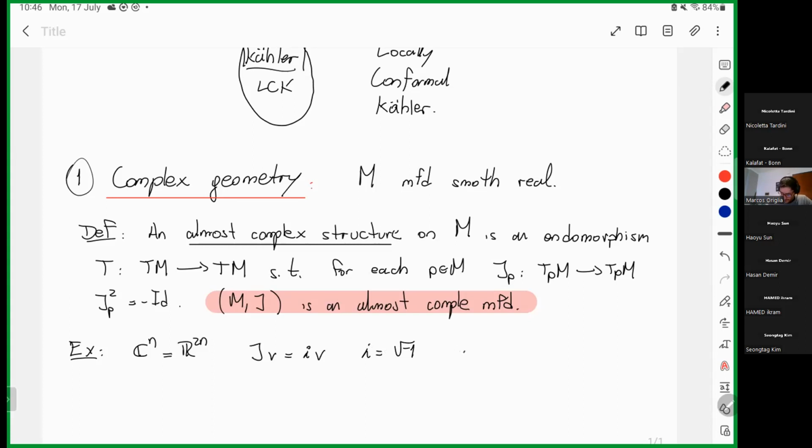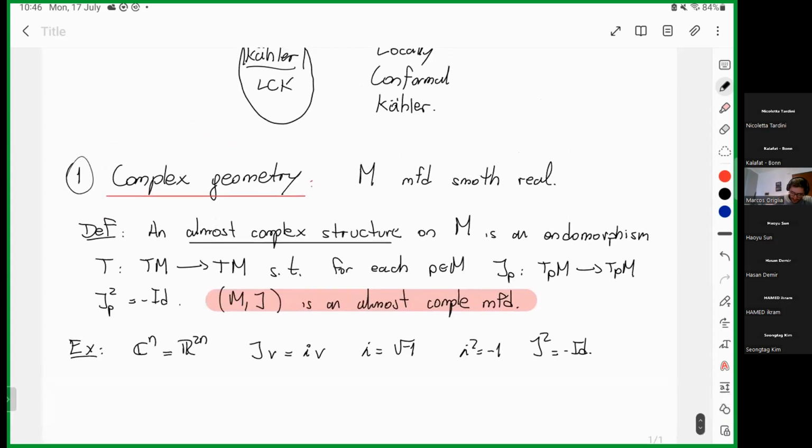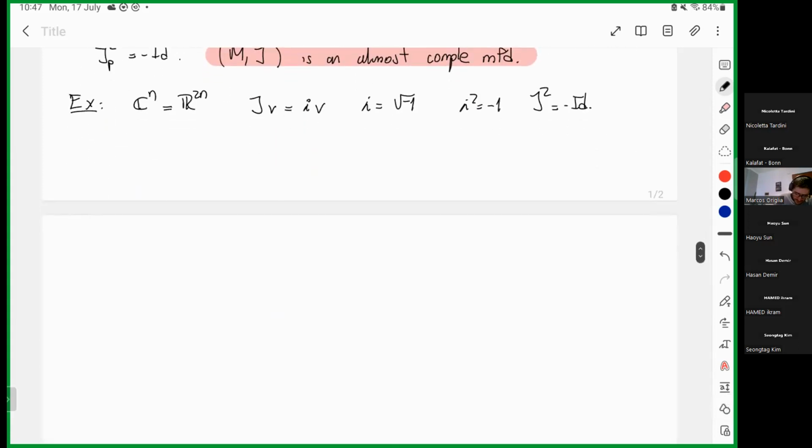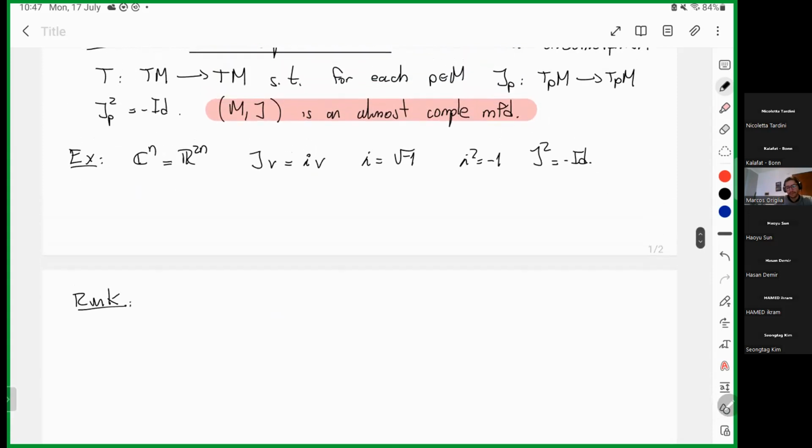So of course we have that this is -1, so it satisfies our condition, right? It's minus the identity. So this is the very first example. Some consequences of this, some remarks, of a manifold admitting this kind of structure, almost complex structure, complex structure.